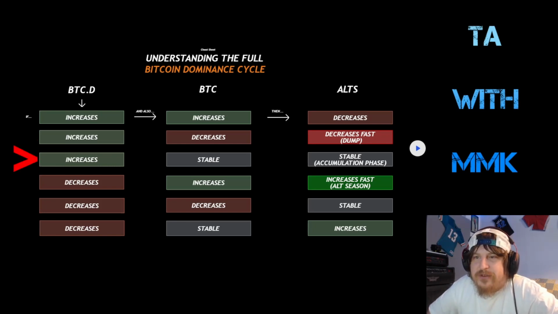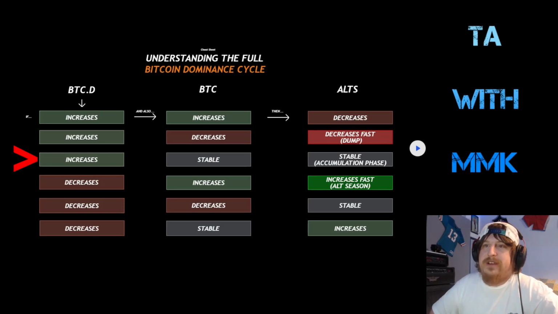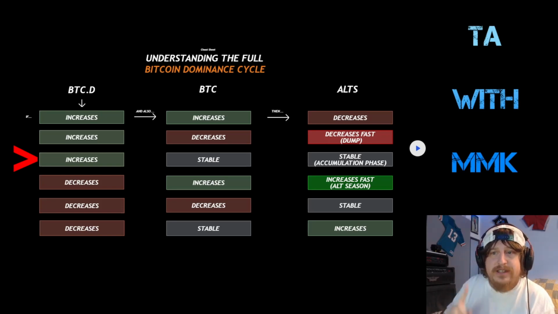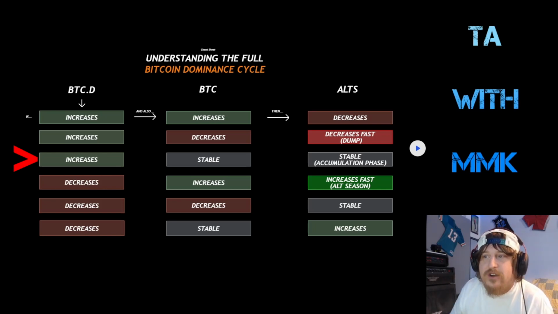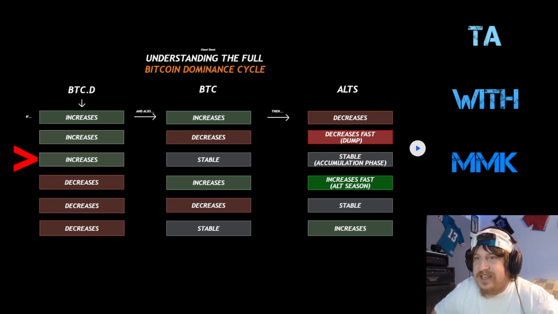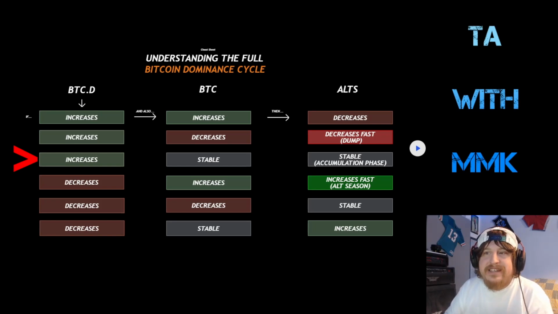Now, scenario number 3 is a little more boring. Bitcoin going sideways. It shows the Bitcoin dominance is increasing while Bitcoin itself is stable, so going sideways. And the altcoins tend to just be stable in this case as well. It's what's known as the accumulation phase. The reason Bitcoin dominance may still be slightly increasing is just that money is going a little more into Bitcoin than it is into altcoins. Therefore, the dominance is moving up slowly.